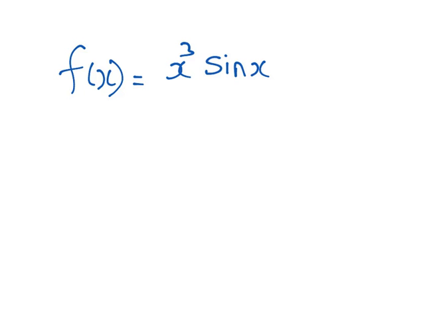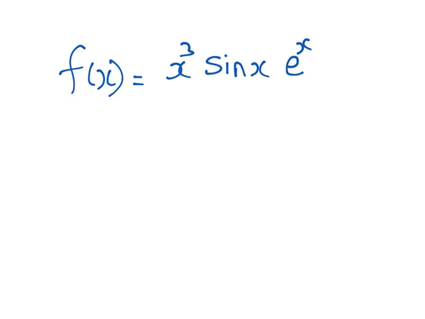Let us consider f of x equals x cube sin x multiplied with, let us say, e power x. Okay, as you can see, there are three functions. The first function is x cube, a cubic function. Second function is sin x, a trigonometric function. And the third function is e power x, which is an exponential function.